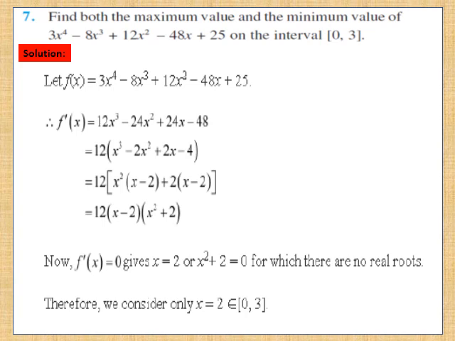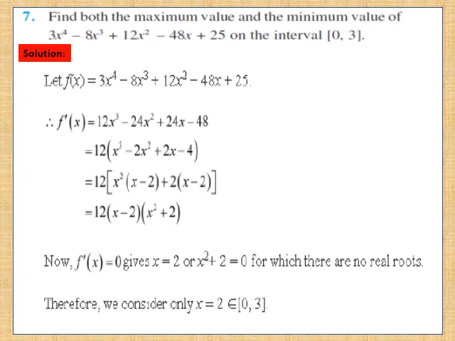Find both the maximum value and the minimum value of the given function 3x⁴ - 8x³ + 12x² - 48x + 25 on the interval [0, 3]. Now we have a closed interval, so remember the definitions I have told you: in that case we have to find the absolute maxima and absolute minima. The function is given, so first we have to find the first derivative.